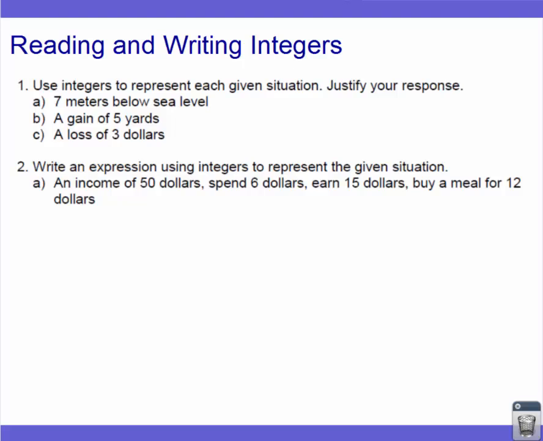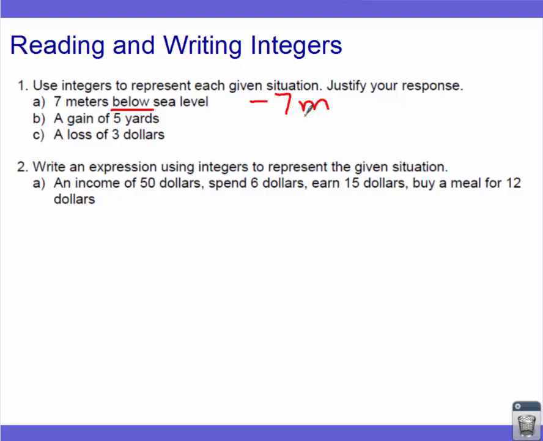So integers occur all over the world, all around us. So here are some examples of that. So we've got three things, A, B, and C here. So what I want us to do is write these according to the integer situation. So the first one says 7 meters below sea level. So the way we would write that is, this below is a word that represents negative. So we would write this as -7 meters.